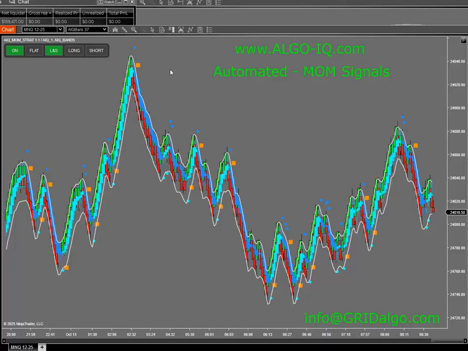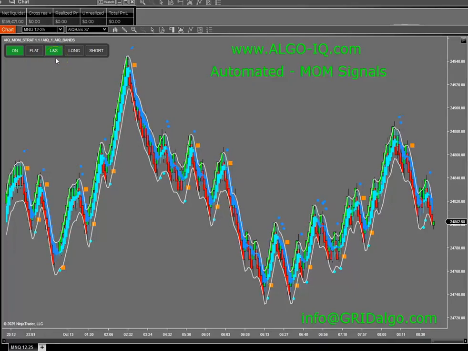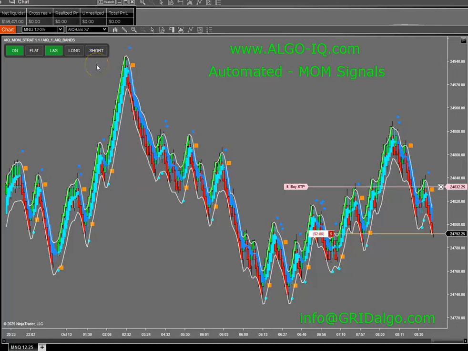So I'm standing by right now. It's about 3 minutes after the open and just waiting for a signal. On any signal, I'm in long and short mode. So it can take trades in either long or short direction. I do have the ability to set the strategy in long mode only or short mode only. There we go. We got a signal. We're triggered into a trade.